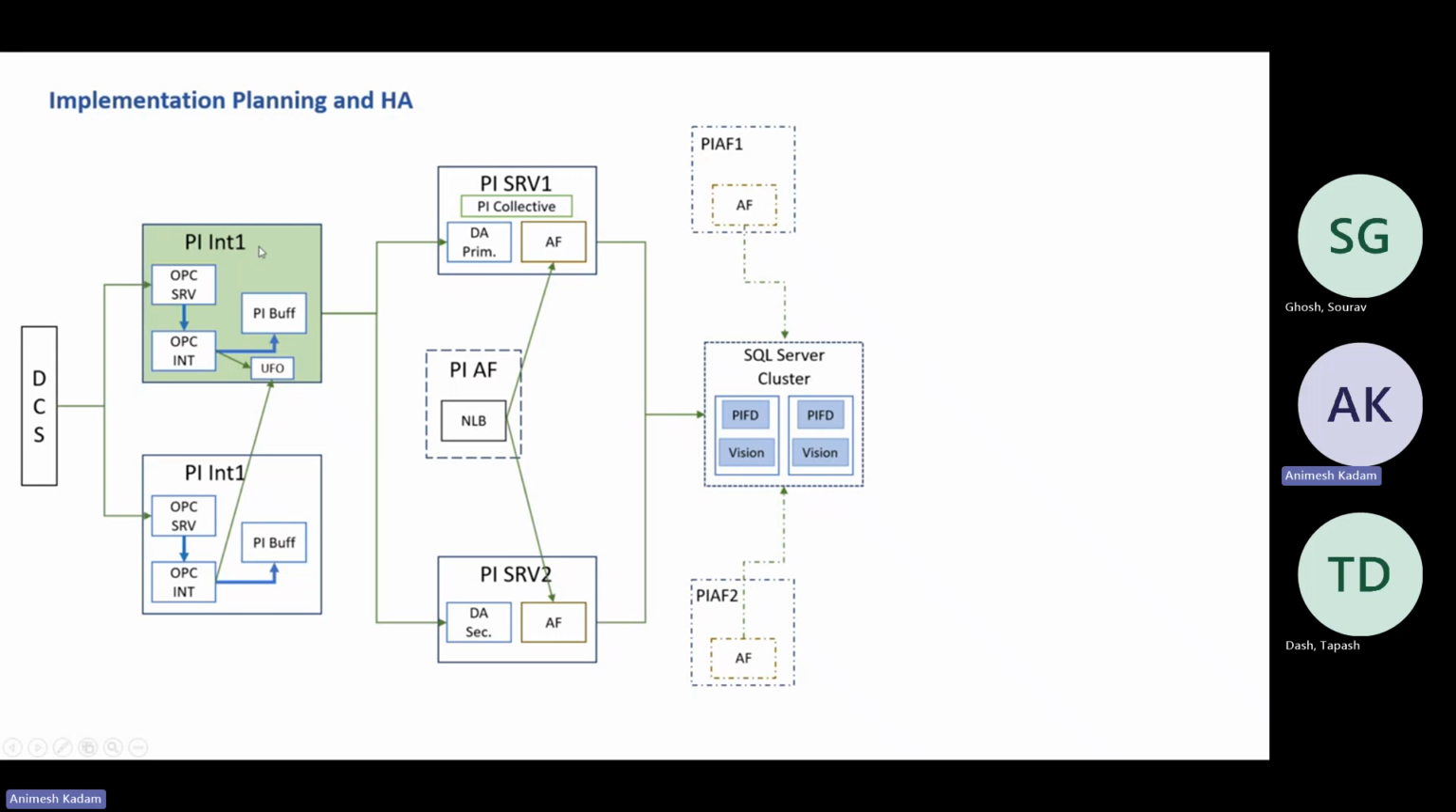Actually, you will not be pointing to either SRV1 or SRV2. If you are on PyVision, you will be pointing to the Pi collective or the AF server. In this case, both the AF servers will have the same name. I am not referring to the machine, I am referring to the AF server instance. So let me take a remote session, and I will explain it in a better way.